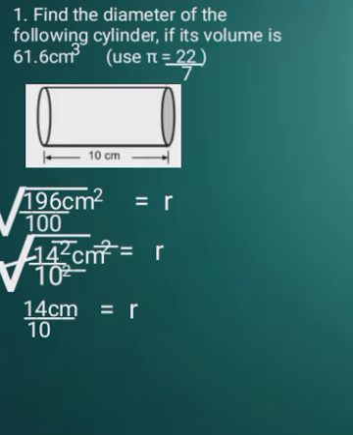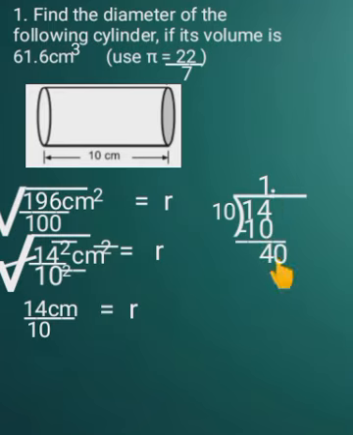So here we take 14 divided by 10. You get 1. 1 times 10 is 10. Once you subtract, you remain with 4. Then you put a point here, you add a 0 here. 40 divided by 10, you get 4. 4 times 10 is 40. So r equals 1.4.